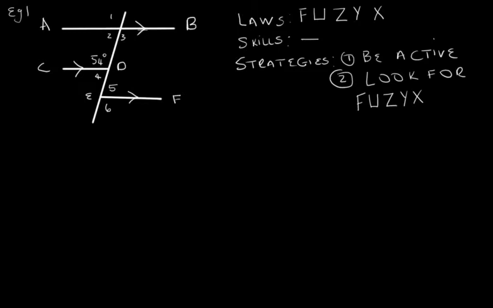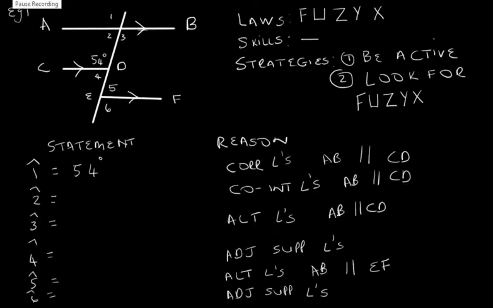See if you can find angle 1 for me, and let's see what reason you have. I'd like you to find an angle that is corresponding to angle 1. Pause the video and see if you can do that. So angle 1 will be equal to 54 degrees. It is corresponding to the given angle of 54 degrees. Let me draw out that F shape for you. If you look at what I've highlighted, there's your F.